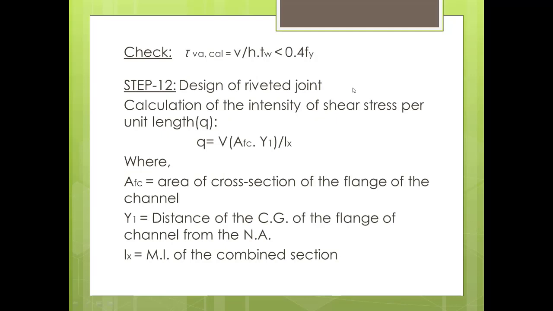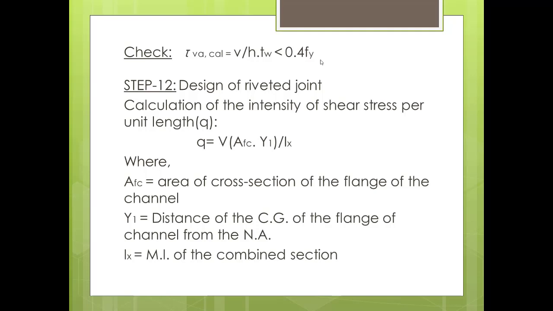Now we can check it: VA calculated equal to V by small h into TW, which should be smaller than 0.4 Fy. This is the shear stress developed, according to the IS code. If the shear stress developed exceeds the value of 0.4 Fy, then we have to redesign the steps again, as I said in the earlier step. We have to redesign from the beginning. So here we have to check it.